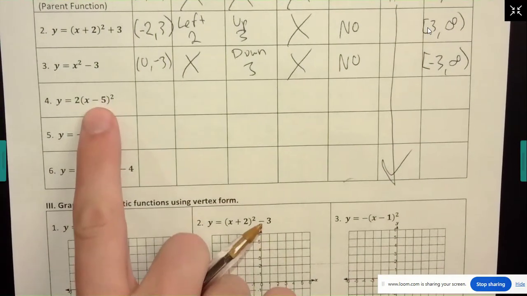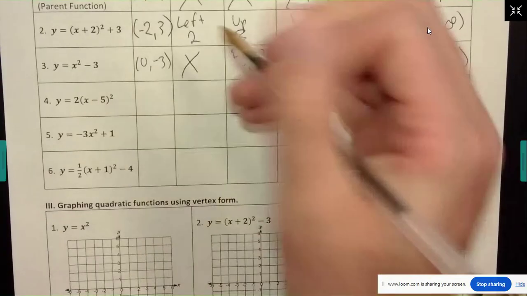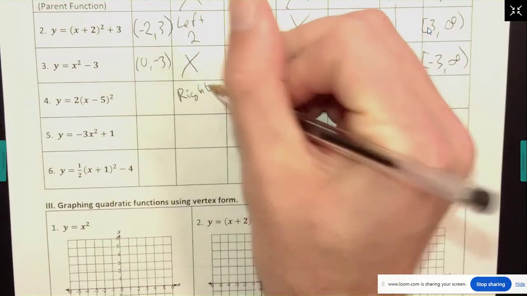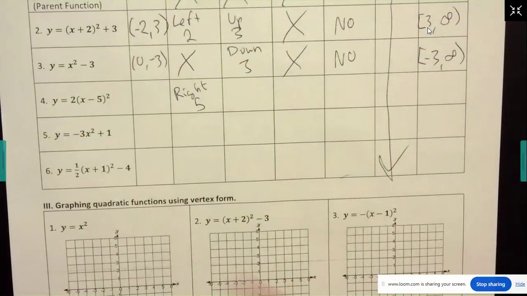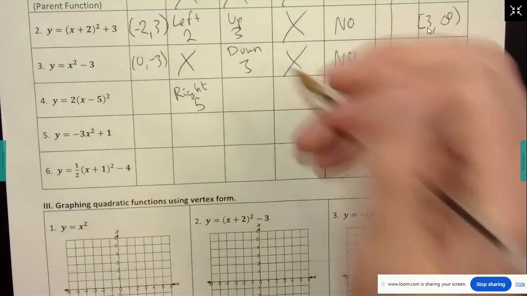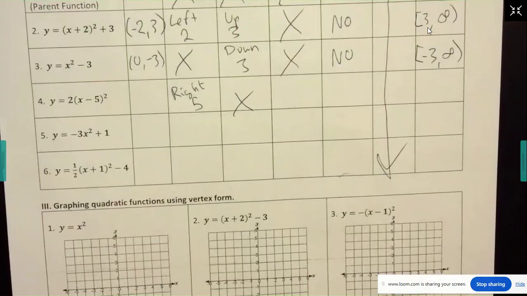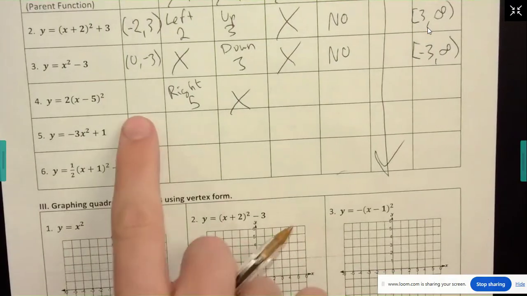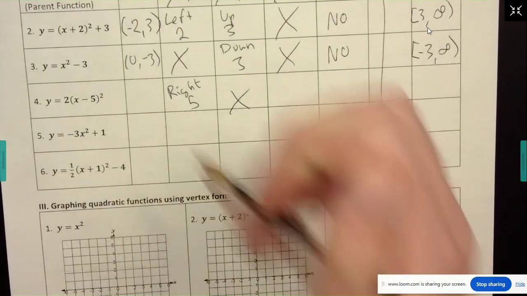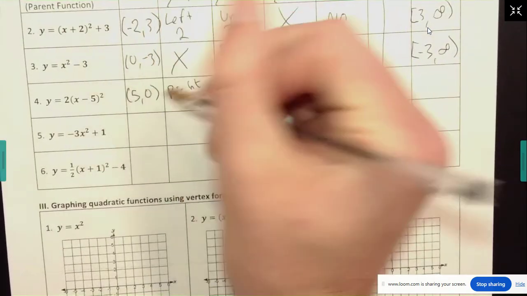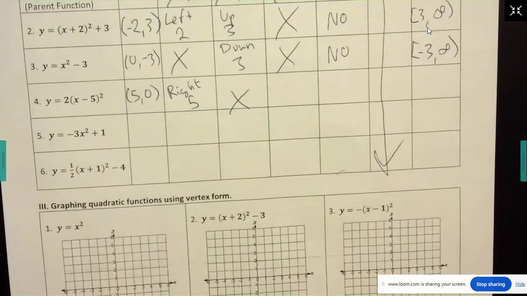X minus 5 on the inside, that tells me I'm moving right 5. It's backwards. It's on the inside. All right, I don't have a plus or minus on the outside, so I'm not moving it up or down. And so the vertex, if we start at 0, 0, I move it right 5. I'm at 5, 0. Okay?